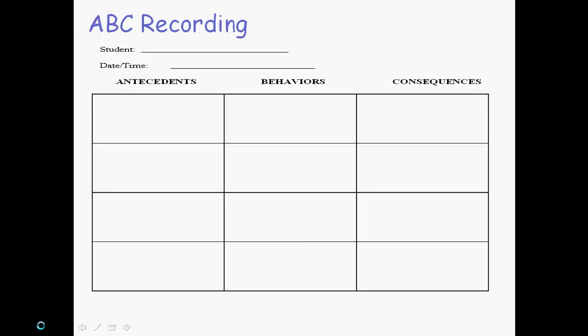You could also do ABC recording. Remember our ABCs from our learning principles 1 and 2? Here we're looking at the antecedents, what happens before, the actual behavior, and then what happens after, the consequence. You would simply put here those ABCs. So you asked the child to sit down, the child sat down, and you said, "Great job."